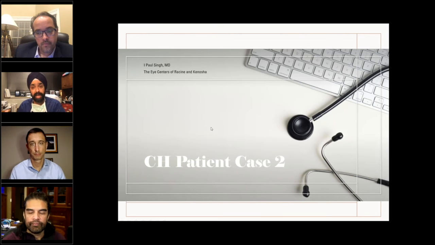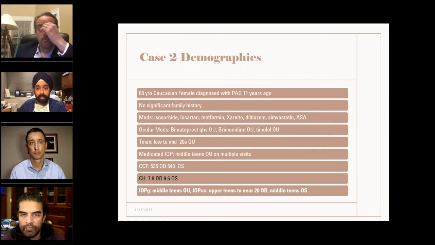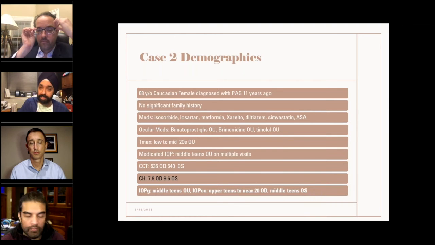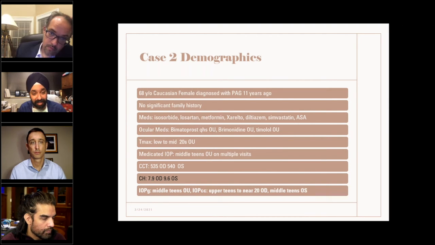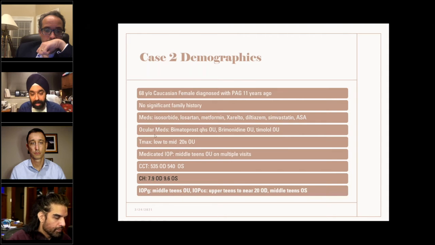So that was one extreme, kind of does this patient have glaucoma? Do they need to be treated? Well, the other scenario is a patient like this, a 60-year-old patient who's had POAG for about 11 years, no significant family history, on a bunch of systemic medications, but also on a bunch of ocular medications, bimatoprost, brimonidine, timolol, so not having a great deal, again, tolerability was a big issue.